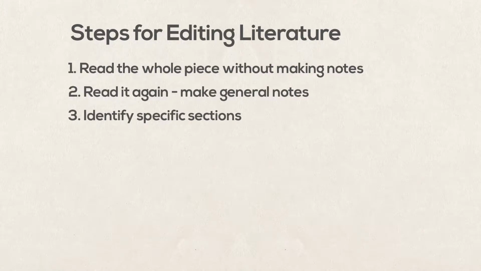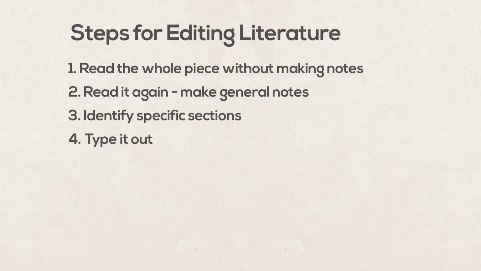Step 3. Read it again. But this time, identify specific sections of the text you want to use. Be generous. It's okay to include more than you think you will need at this stage in the game. It's easier to take parts out than to decide later you want to add parts back in. Step 4. Type it up. Start with a blank document and include everything you think you might want to use.